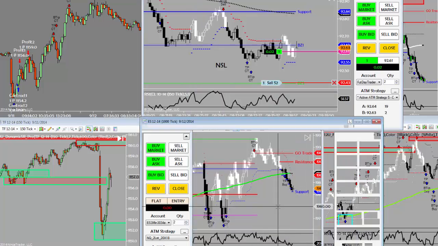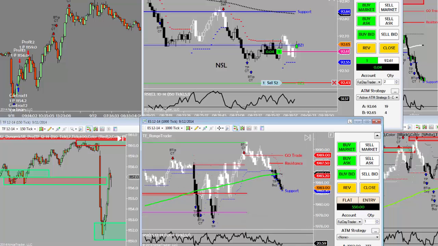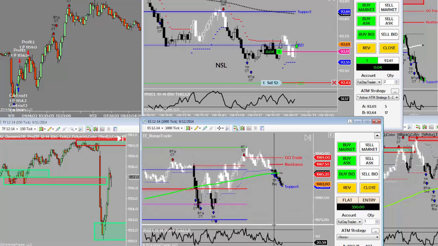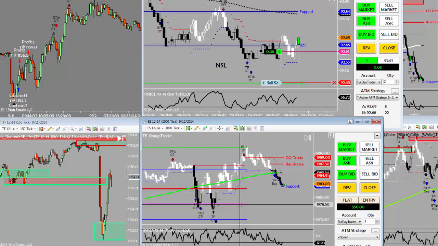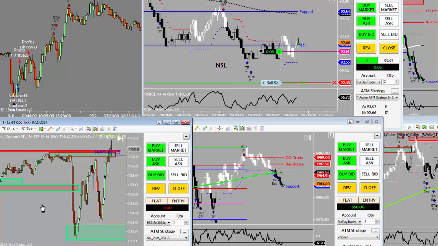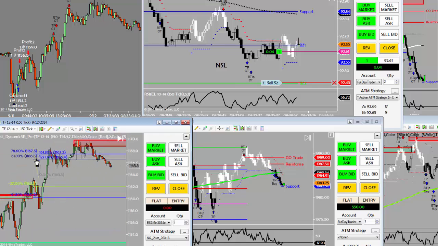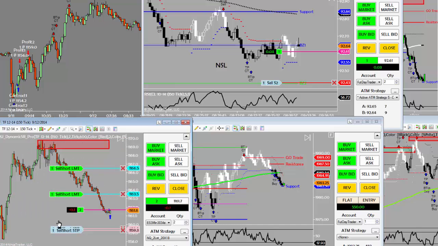NASDAQ new lows, S&P new lows, S&P traders bottom middle. Extreme oversold conditions right now. We're not at any key levels. I've got points of interest down here, S&P, the December contract around 1978. Yeah, let me move my mini Russell over. All right, there we go.